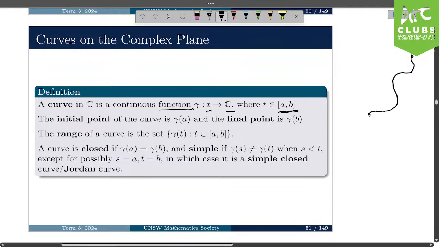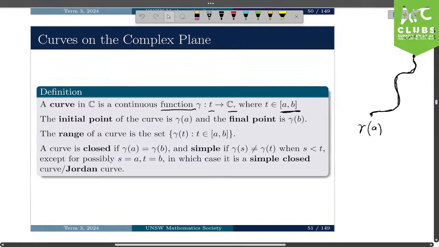So the initial point of the curve is what we call gamma of A, if A is the initial point of our input space, and the final point is the function evaluated at the final point of our input space. The range of a curve is just the set of points attained by that curve between those two inputs, right? So this entire set of points.